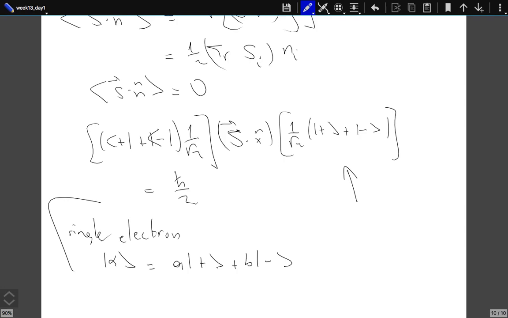Not necessarily, depends on how you prepare it. Maybe it's 50% to 50%, maybe it's 80% to 20%, we don't know.